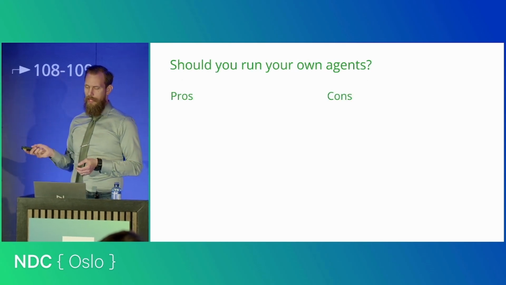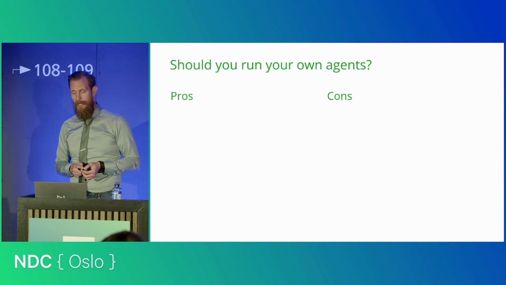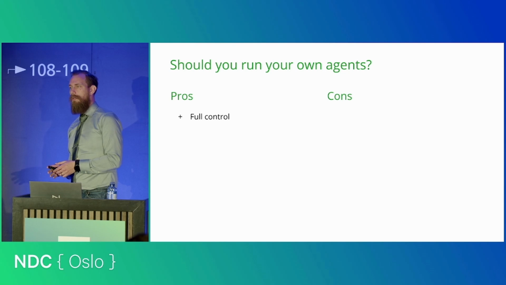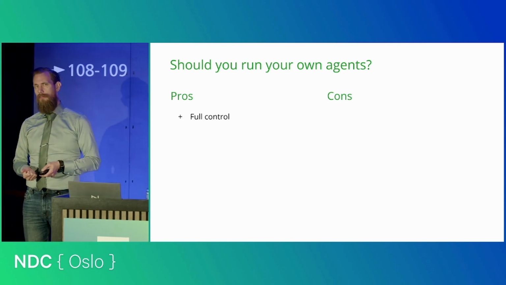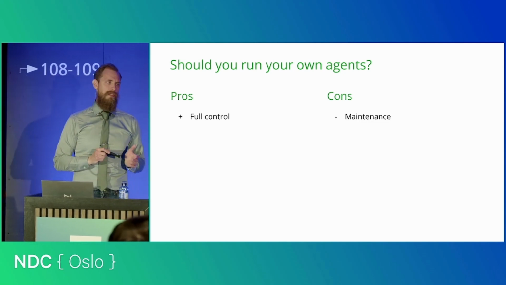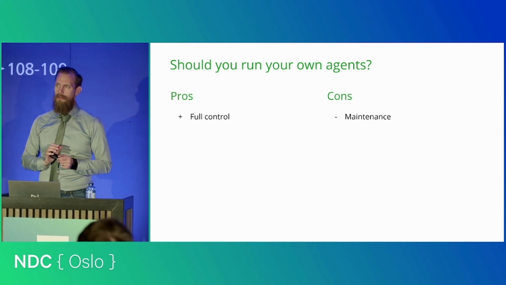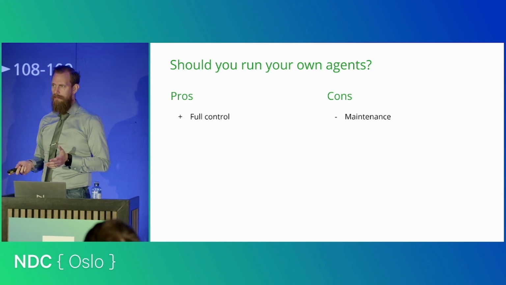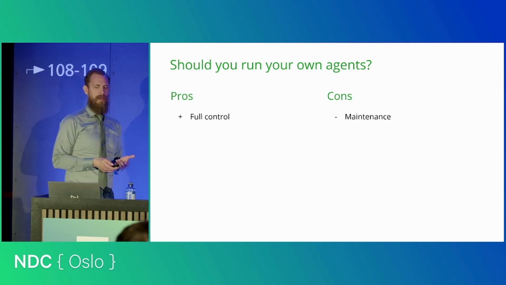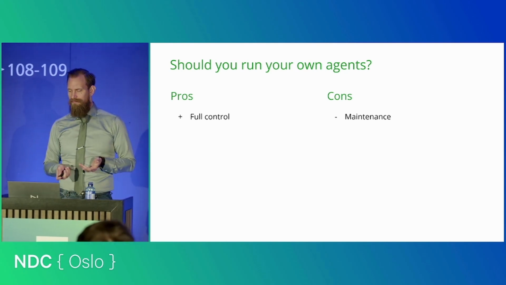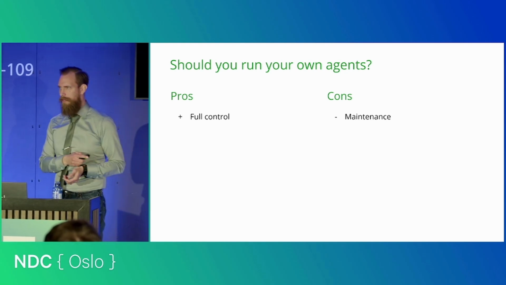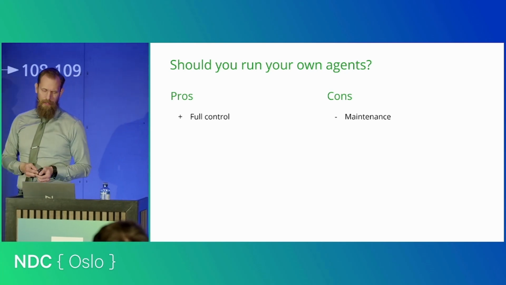So, should you run your own agents? Well, maybe. So, pro, you get full control of your build servers. If you need 5 cores and 31.5 gigabytes of RAM, you can get that. On the other hand, someone needs to maintain them. If you have an IT department that is willing to do this, it's probably not that much of a deal. They're fairly low maintenance. But if you're just a developer team without a dedicated IT system, this might actually take some time. And that time is taken out of product development, and that doesn't really always go well with the management.